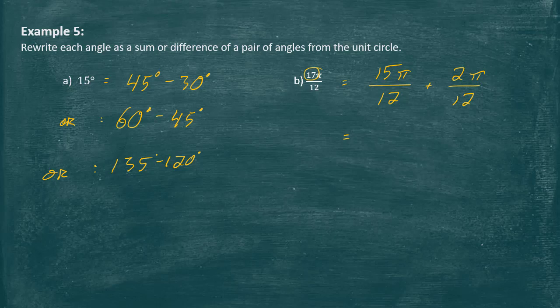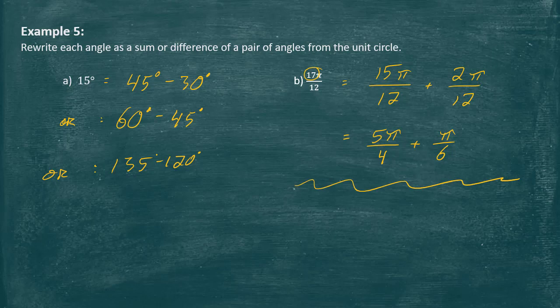Each of these, though, if I go ahead and reduce, what goes into both 15 and 12 is a 3, so if I divide each of those by 3, the top would turn into 5 pi, and the bottom would turn into 4, so 5 pi fourths. Notice that is an angle that we recognize hopefully on the unit circle. And then 2 pi twelfths, well 2 twelfths reduces to 1/6, so that's really the same as pi sixths. And again, that would be another angle I recognize on the unit circle, hopefully. So those would be the two that I would maybe choose.